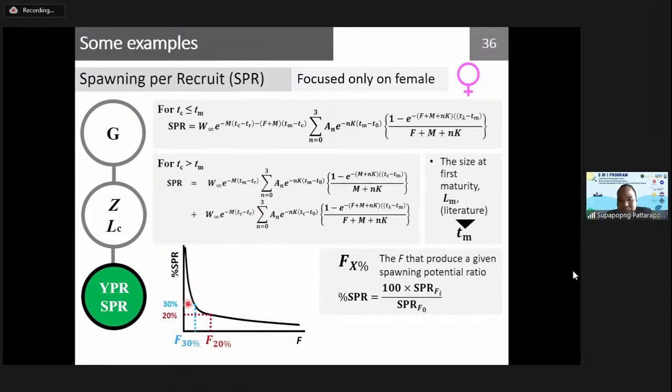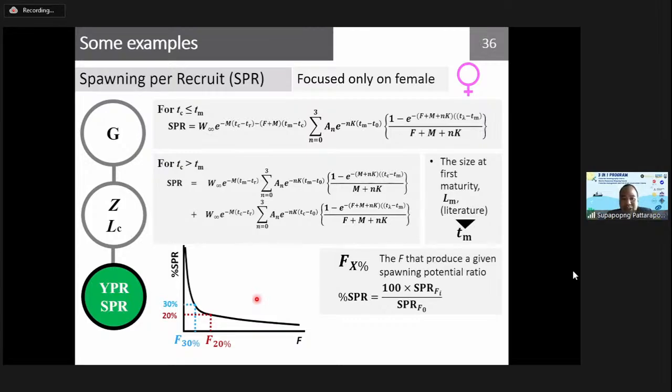The reference point we will get is the fishing mortality that provides any percentage of the spawning stock left in the sea. For example, if 30%, which means we leave 30% of the spawning stock surviving in the sea. If 20% here, it means we leave the spawning stock just 20% surviving in the sea, something like that. So this is the category of the management.